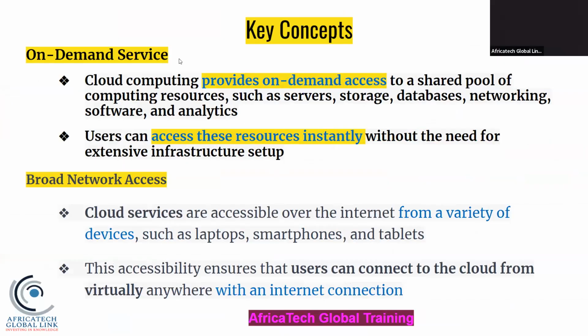So the on-demand service, you will hear this term a lot when we're talking about cloud. Cloud computing provides what? On-demand access to a shared pool of computing resources, such as servers, storage, database, networking, software, and analytics. So all these domains provide on-demand access. On-demand is, I want this, I want only this, and I don't want this. You demand and then we serve. Users can access these resources instantly without the need for extensive infrastructure setup. So it's made in such a way that if you need this, it will provide. So the access rate is very efficient.